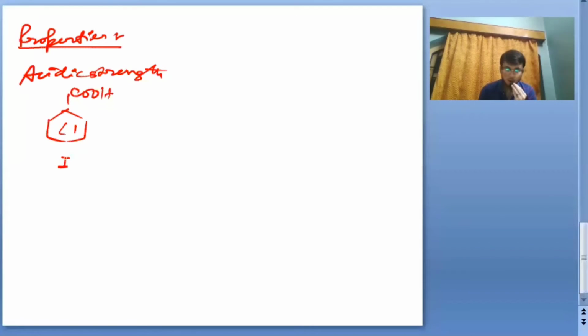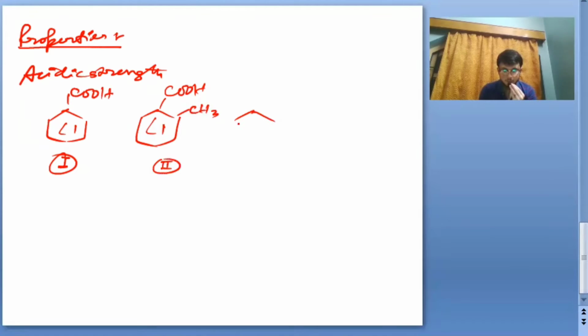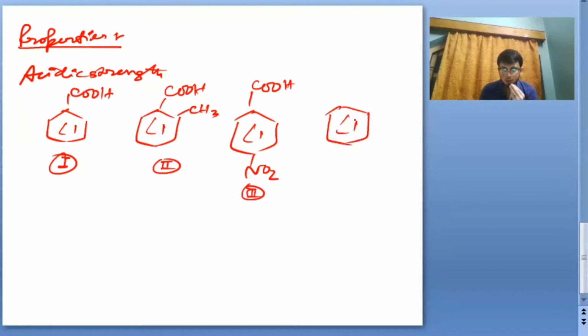Let us take it as 1. Here we are comparing acidic strength. And we are also taking this group, so it will be 2. Next is this group, that is NO2. So let us take it as 3. And we also are taking this group, that is our CH3 again. But it is in para position now. So let us take it as 4.